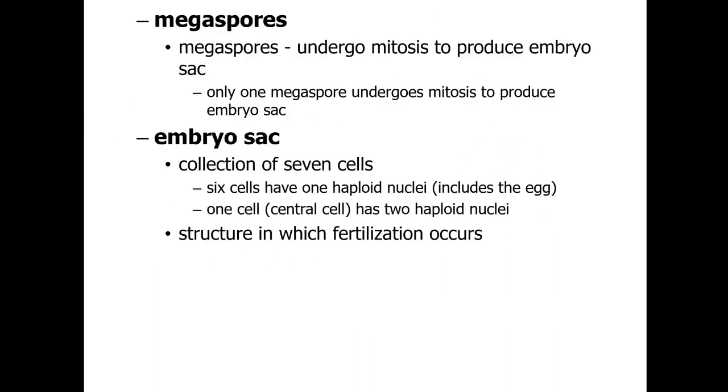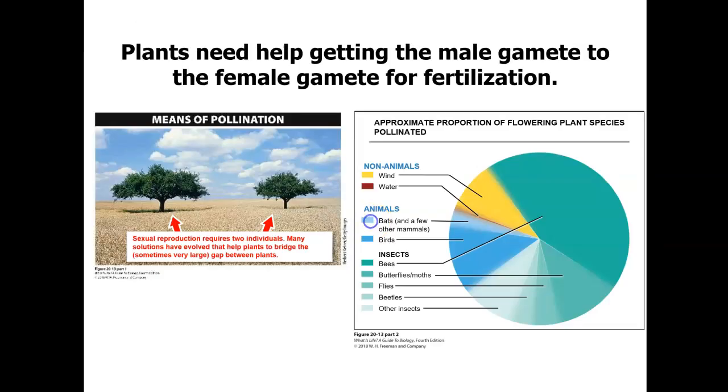The megaspores are then going to undergo mitosis to produce an embryo sac. Only one megaspore undergoes mitosis to produce this embryo sac. The embryo sac is going to end up with a collection of 7 cells total. 6 of those cells are going to have 1 haploid nucleus, including the egg. And then 1 cell, the central cell, is going to have 2 haploid nuclei. The structure in which fertilization occurs is going to be this embryonic sac.